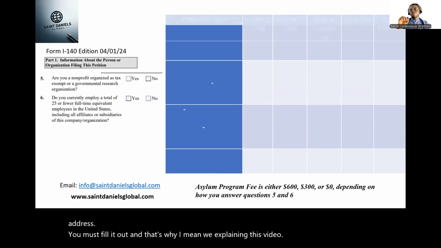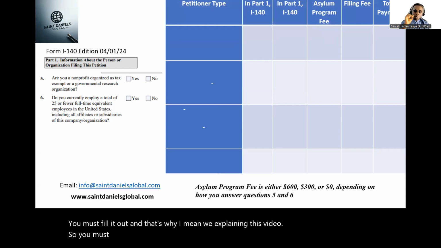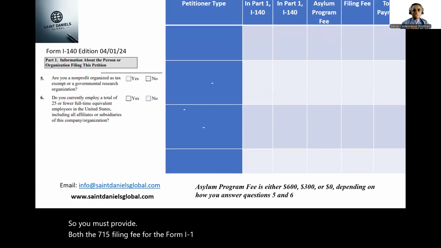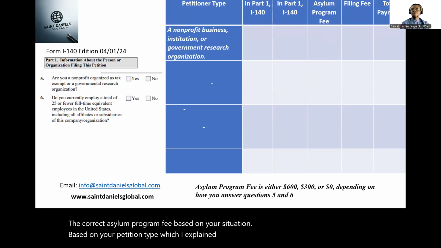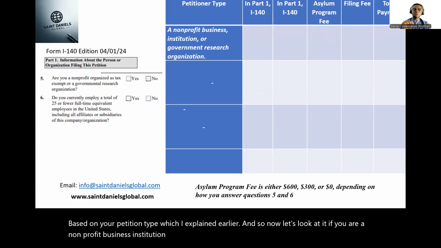So you must provide both the $715 filing fee for the Form I-140 and the correct asylum program fee based on your situation, based on your petition type, which I explained earlier. And so now let's look at it. If you are a nonprofit business or government research organization, in Part 1 of that Form I-140, question 5 must be yes.